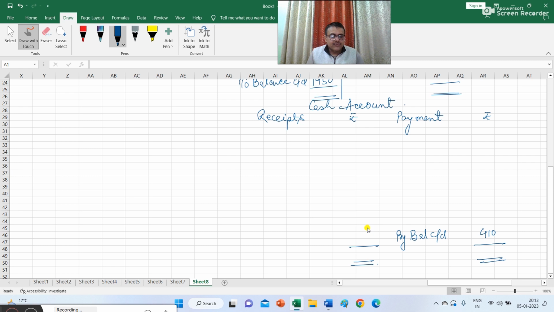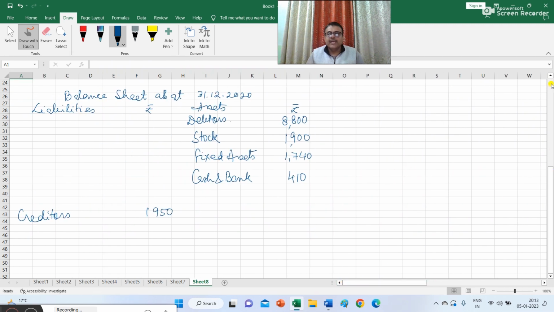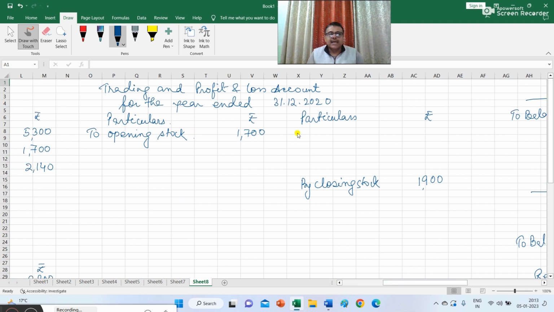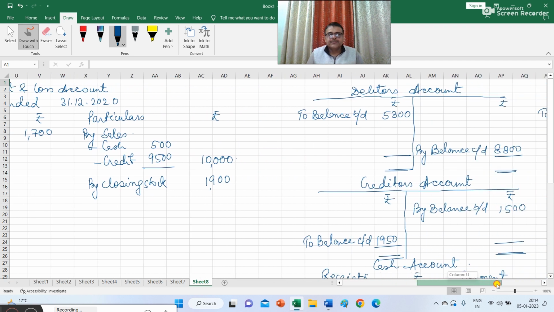Next I have to record the transactions given. So total sale is given as 10,000 rupees. So in the trading account you have to post on the credit side. I have to write here as by sales and cash sale is given as 500. So credit sale will be 9,500 because the total sale is given as rupees 10,000. So the cash sale I have to record it in the cash book.